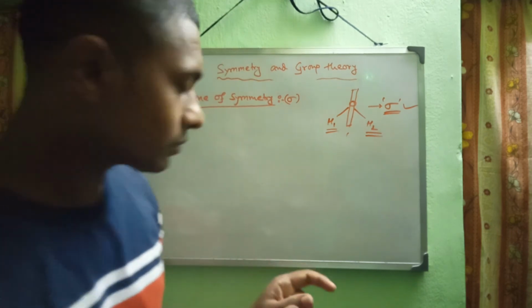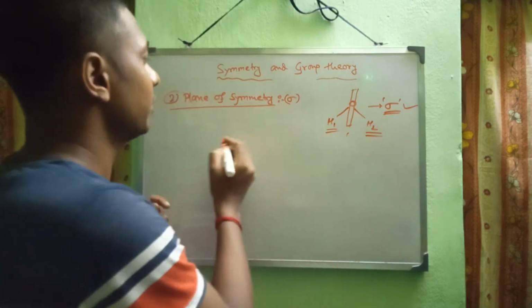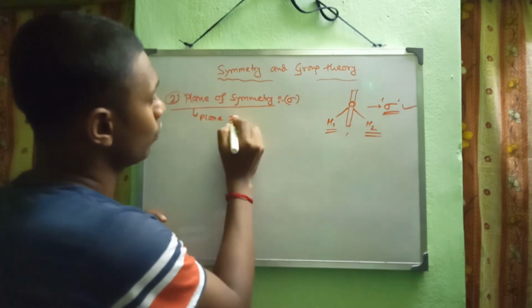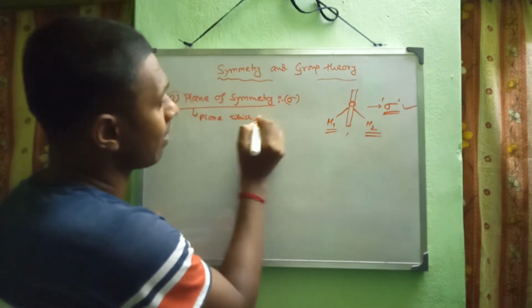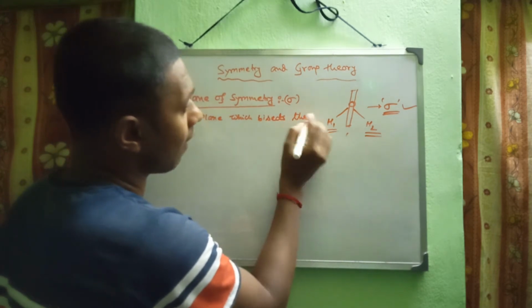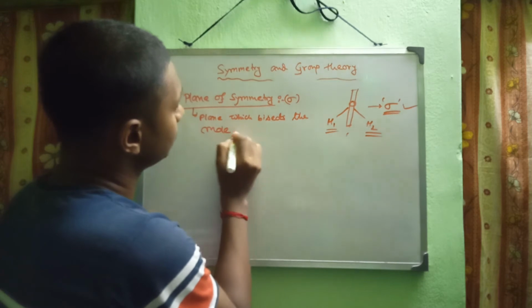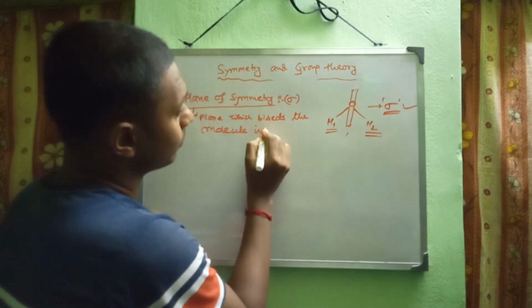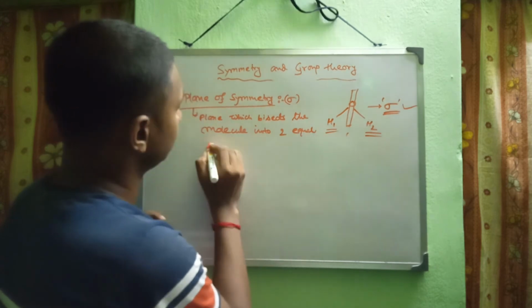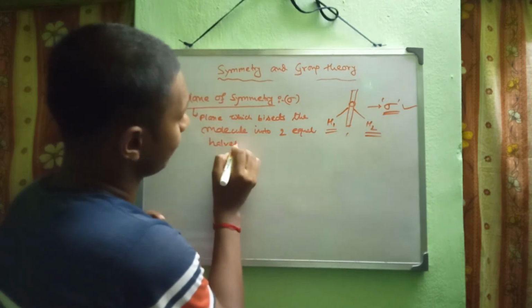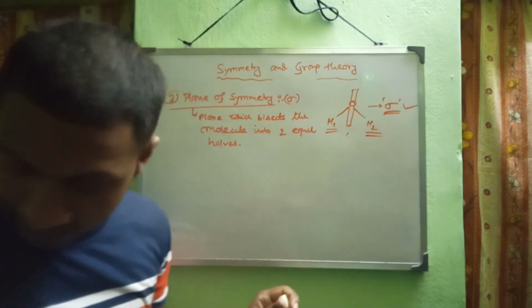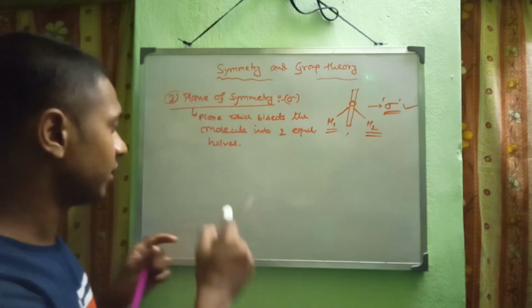Clear? Now this plane of symmetry is a plane which bisects the molecule into 2 equal halves. Clear?